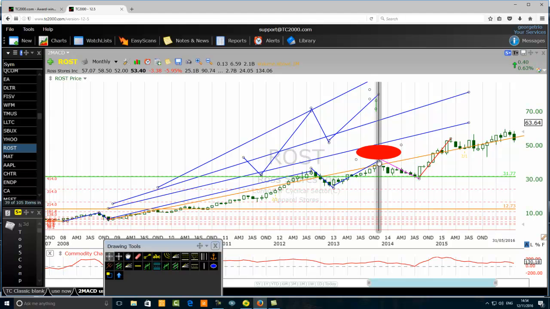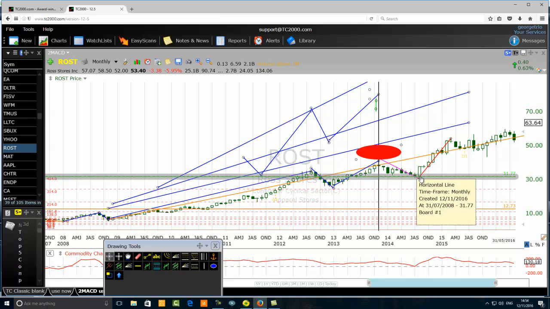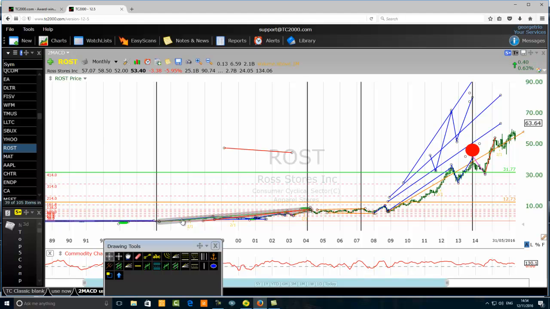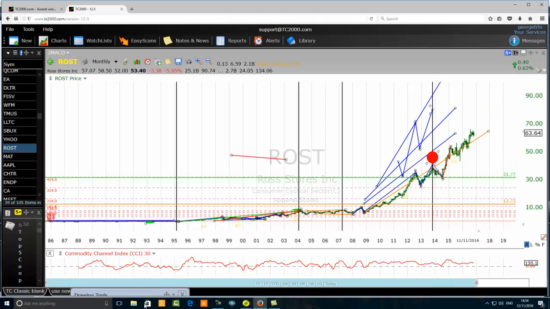And look at the fourth wave. The fourth wave just pulled back gently to retest the 414% level. Are you getting it now, my friend?